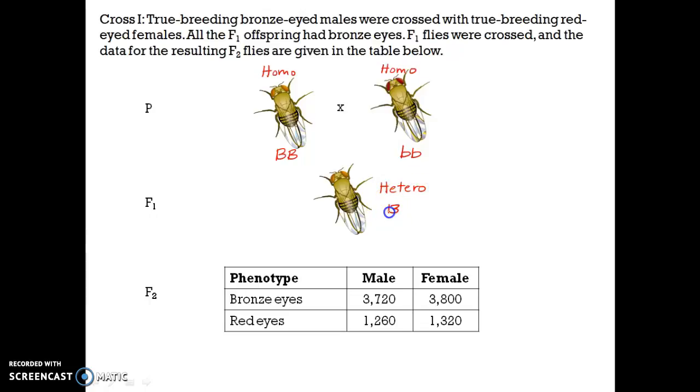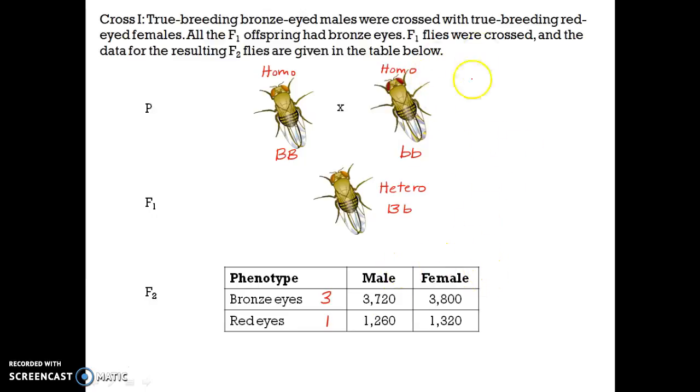And they would have one dominant gene and one recessive gene. Now, when we look at a cross between the F1 offspring, we would expect there to be a 3-to-1 ratio, bronze eyes to red eyes. And if we look, that's pretty much what we see, a 3-to-1 ratio here in our data table. So those results are expected.